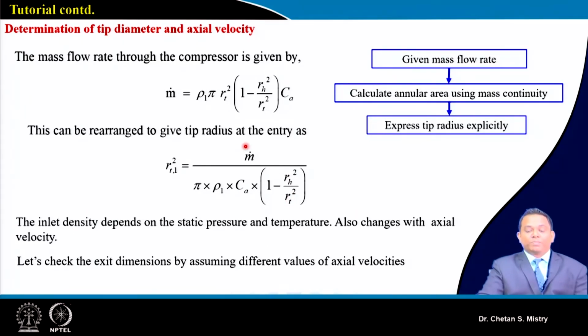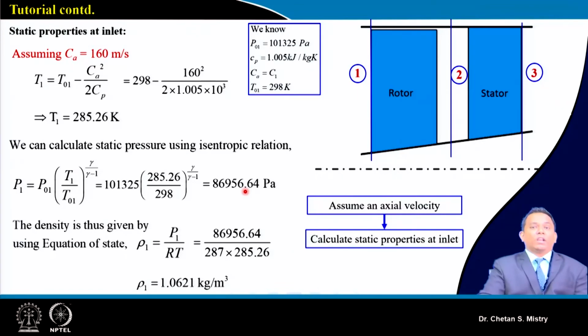If you recall, the mass flow rate is known to us. Even the radius ratio is also known to us. The unknown parameters for us are my axial velocity, and I also don't know my density. So the entry density is not known to us. We need to calculate our inlet density and my axial velocity. So we will be assuming our axial velocity in order to do the calculation for our entry density.